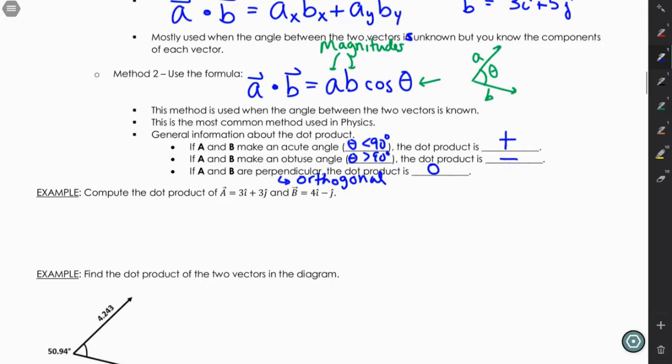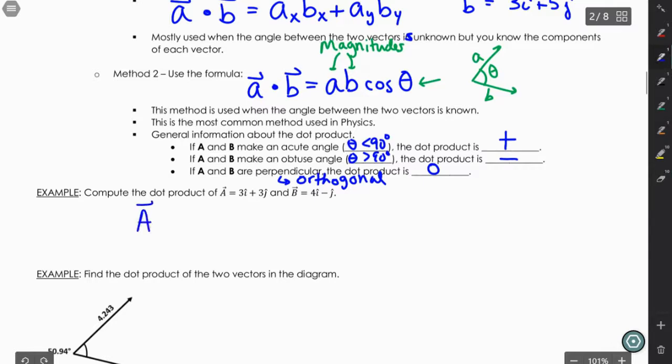Okay, and if you can do that, you typically use the AxBx plus AyBy method. All right, so here's just a couple of examples using the two techniques. This says compute the dot product of A, which is 3i plus 3j, and B, which is 4i minus j. Because we know the components, we can just simply use our AxBx plus AyBy.